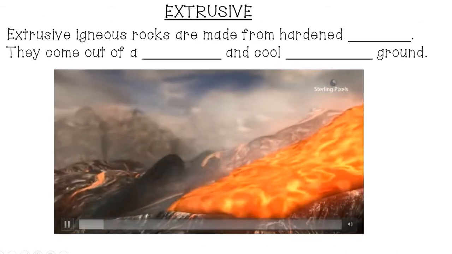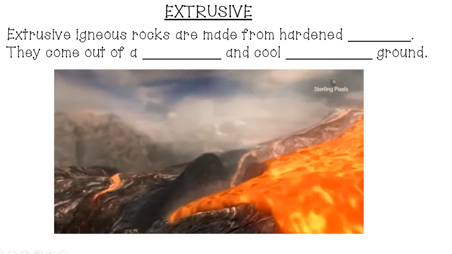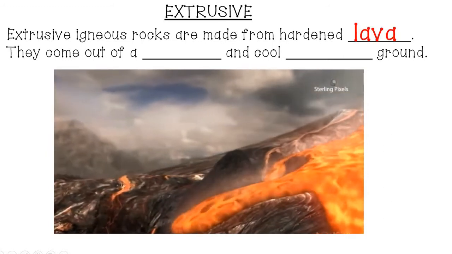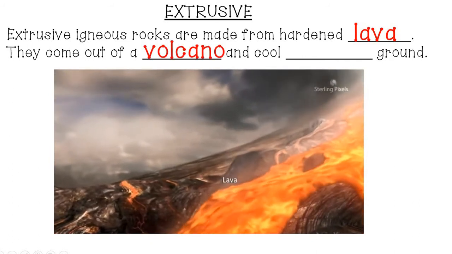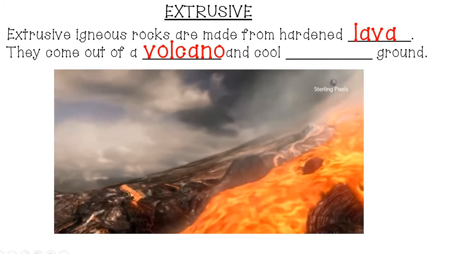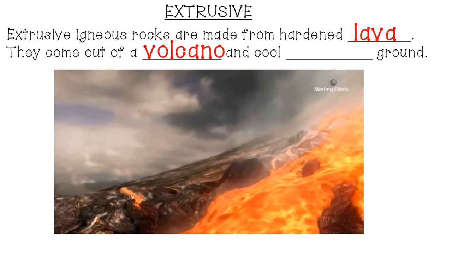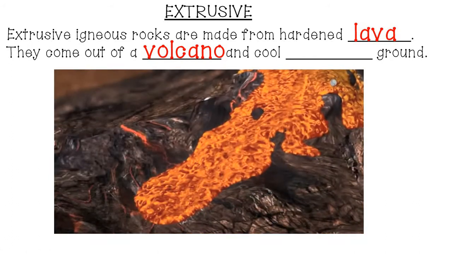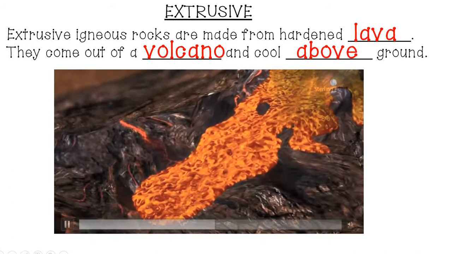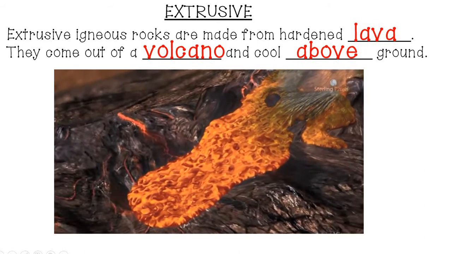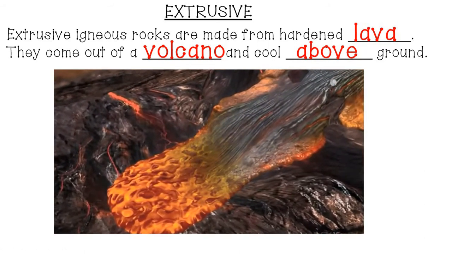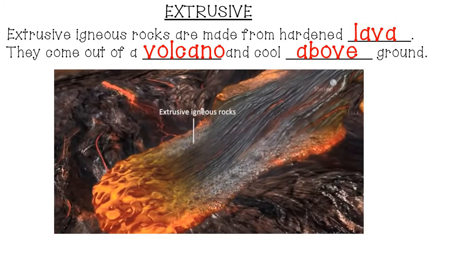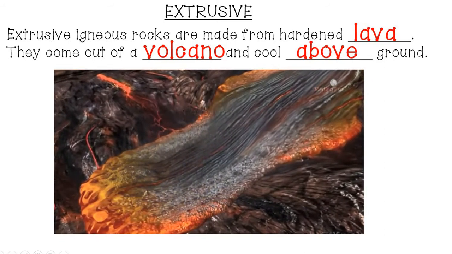So extrusive igneous rocks are made from hardened lava. And that means they come out of a volcano, or they could also come out of one of those vents, like a trench or a mid-ocean ridge, and then they cool above the ground. So as you can see in this video, we have our lava that is cooling and hardening and turning into our extrusive igneous rock.